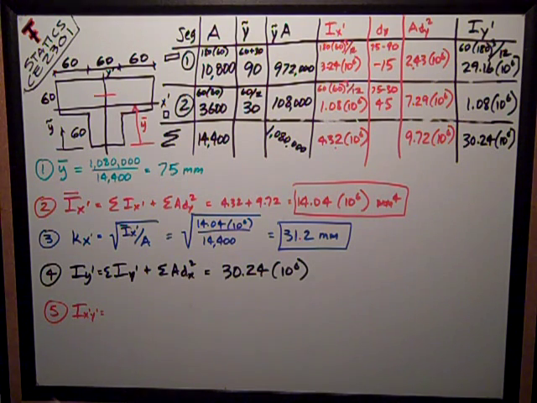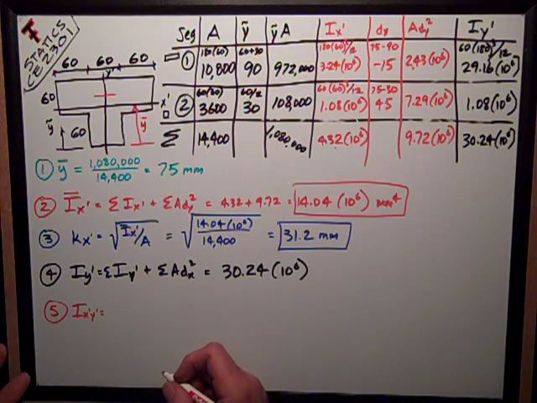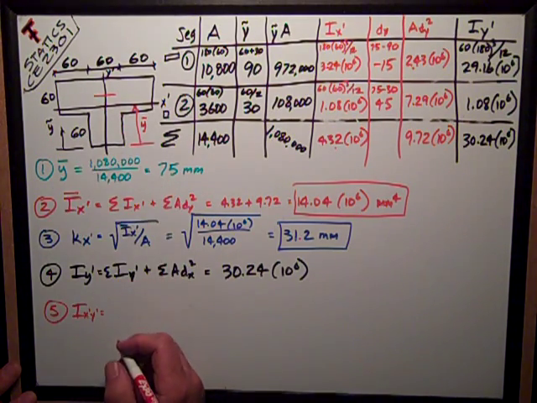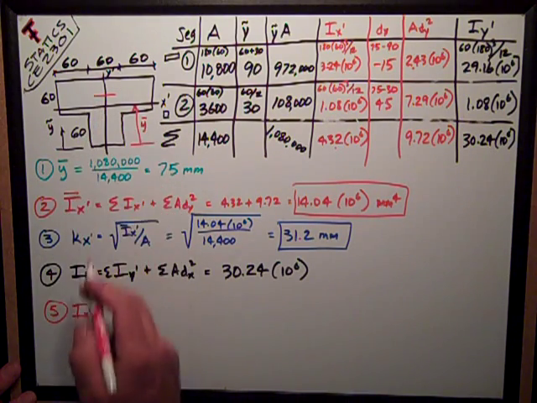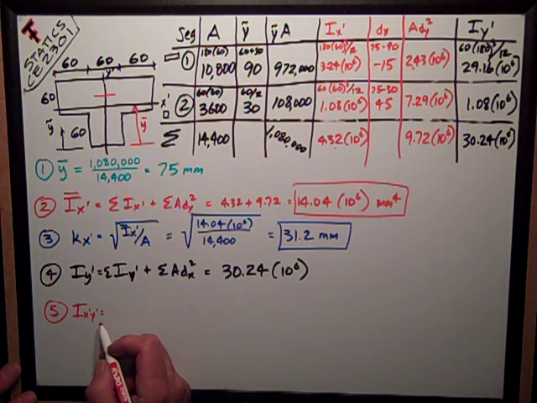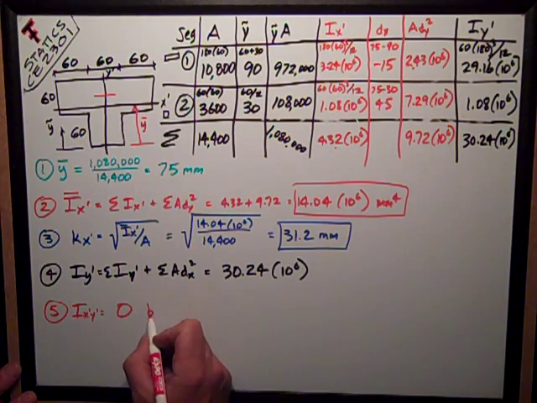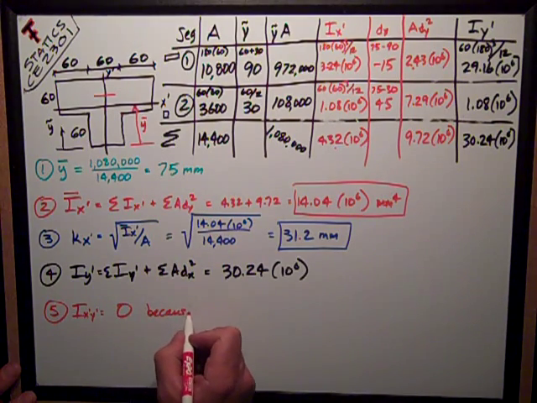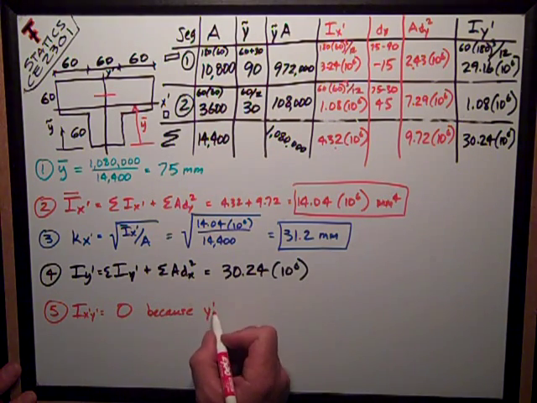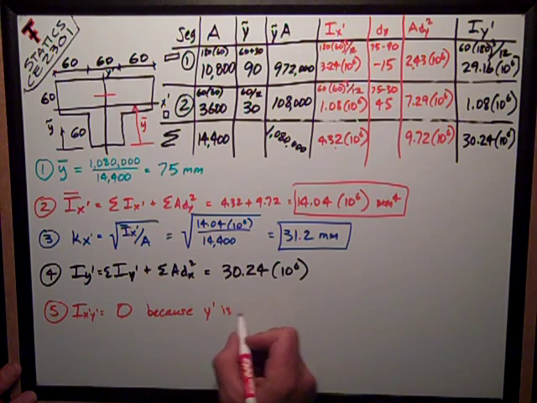Finally, I have the product of inertia about the centroidal axes, Ix prime y prime, and once again, this is my lucky day because one of these axes is an axis of symmetry. The product of inertia of that is equal to 0. That's 0 because y prime is an axis of symmetry.